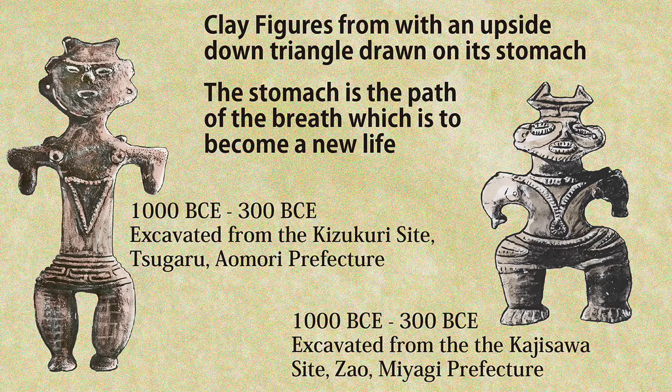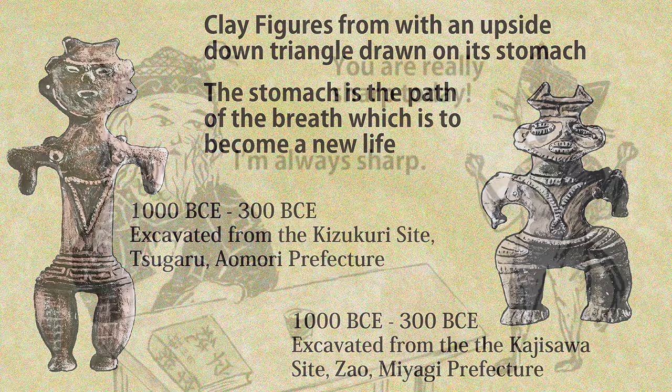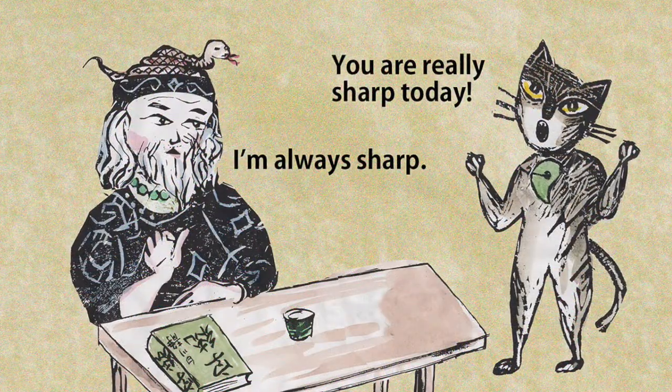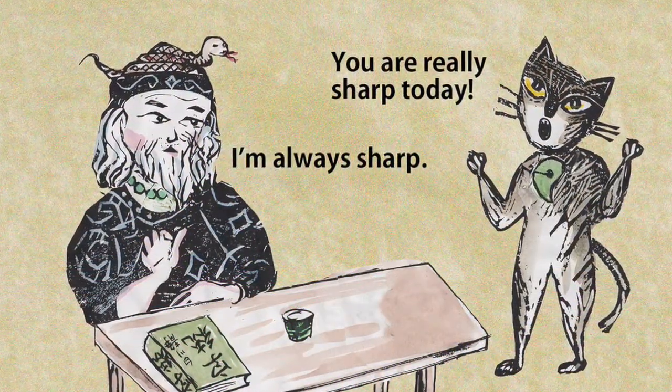Speaking of clay figure bellies, they are along the path of breath exhaled from the mouth of the clay figure down to the womb through the navel. These are good examples of triangles pointing in the opposite direction from the clay mask or a ghost's headband. Perfect! Your explanation is almost too good to be true.